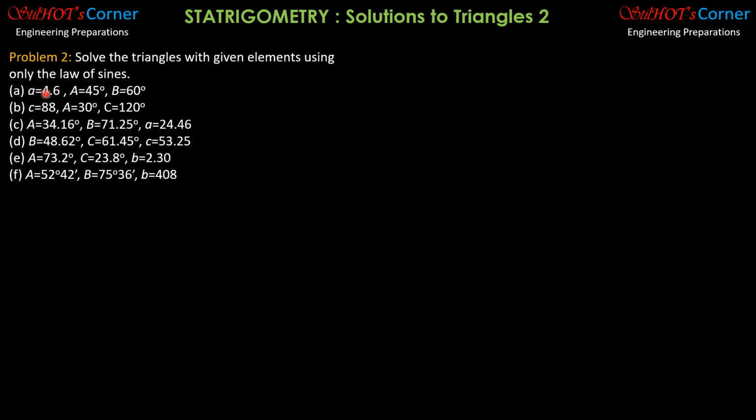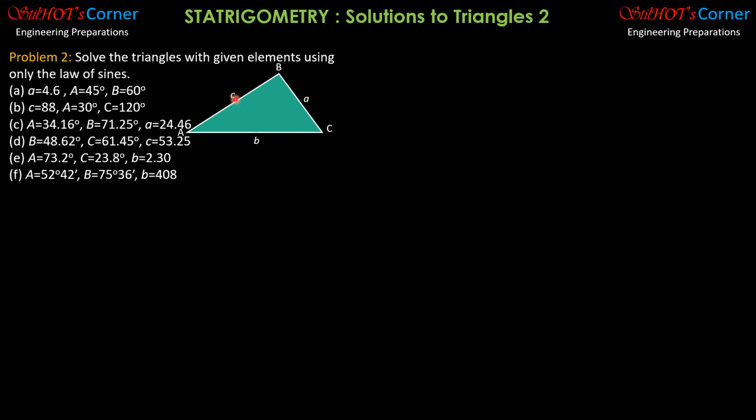So for part A, side a is given, angle A is given, and angle B is given. So the third angle can be computed by the fact that the sum of the interior angles of a triangle is 180 degrees. So this is our guide figure. Opposite to angle A is side a, opposite angle B is side b, and opposite angle C is side c.